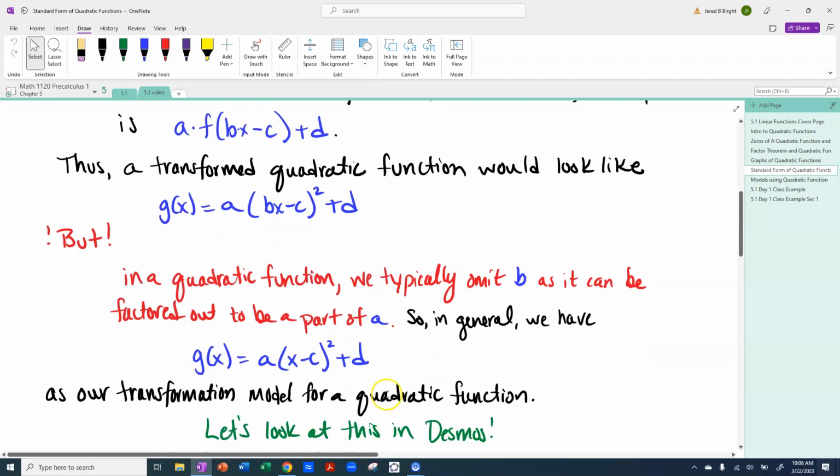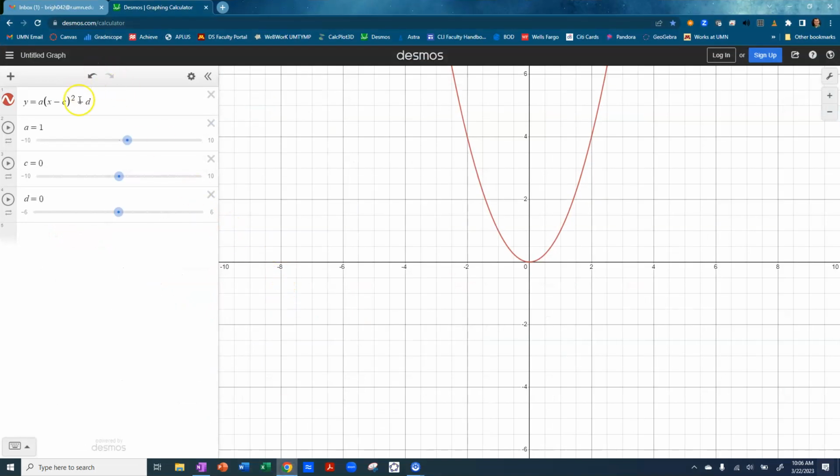Okay, so let's look at this in Desmos. I have that general model in. I've made sliders for A, C, and D. And in the graph of the quadratic function, we can now say, okay, this general one, C and D are 0, so this would just be y equals x squared. And we see the vertex is at 0, 0, and we have axis of symmetry along the line x equal to 0. Okay, fine.